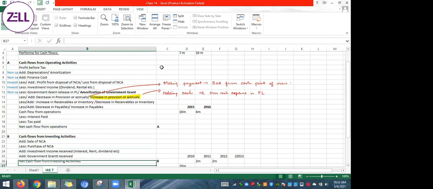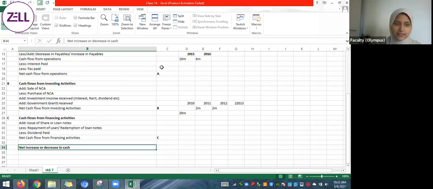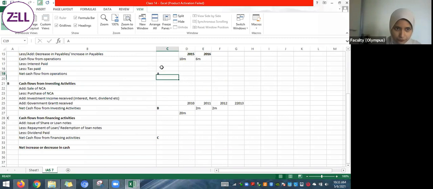All right. So coming to this, after section C, you have a net increase or decrease in cash, which means the total of net cash flow from operations, from investing and from financing. Whatever is the total, you will club it together. And this is your net increase or decrease in cash in the year. Whether there was an increase or a decrease, when you club this, you will get that.